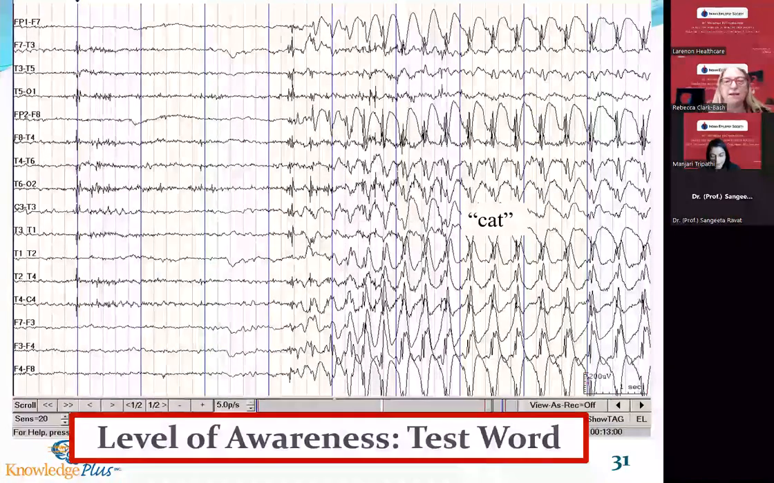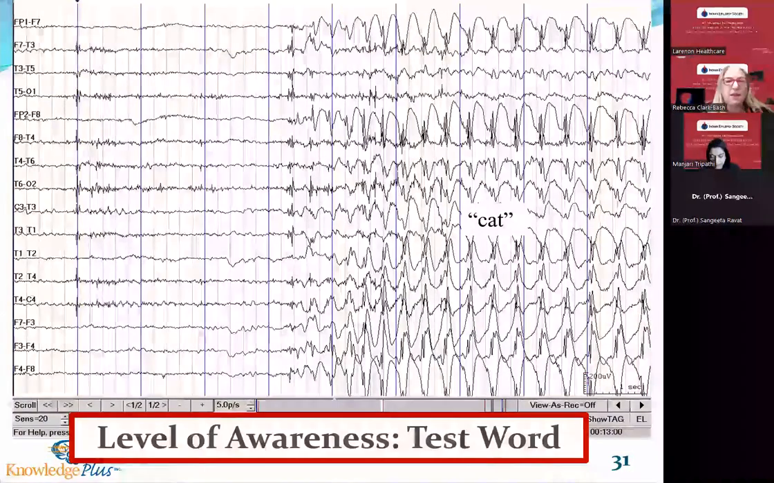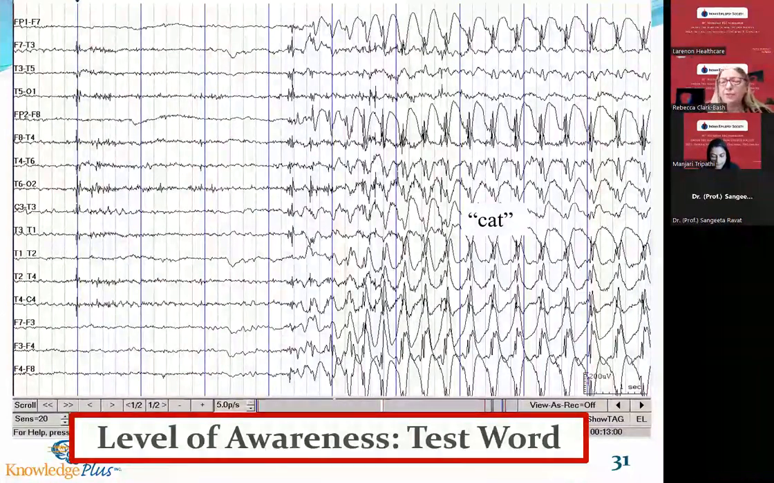So this is just an example of a level of awareness. The patient went into this very classic 3 per second spike and wave. And I say cat after the epileptiform discharge has gone back to baseline. I'm going to say, Helen, what word did I say? And I will either write, patient said, I don't know. Patient said, do the deep breathing, which is the last non-seizure moment when I was talking to them. Or I say, the patient said cat.